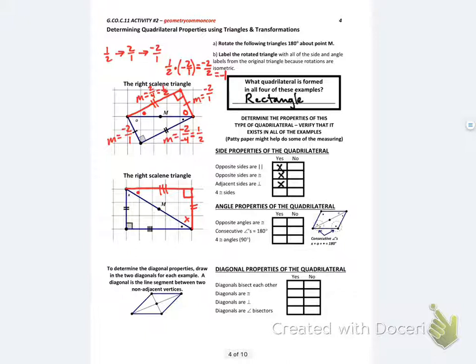Next property, are all four sides congruent? No. Angles. Are opposite angles congruent? Yes. Are consecutive angles supplementary? Yes. And remember, those are parallelogram properties, so it's going to be true for a rectangle. Now, are all four angles congruent? Yes, they're all 90 degrees, because it's straight. And the only way you're going to get four congruent angles is if they're all 90 degrees.